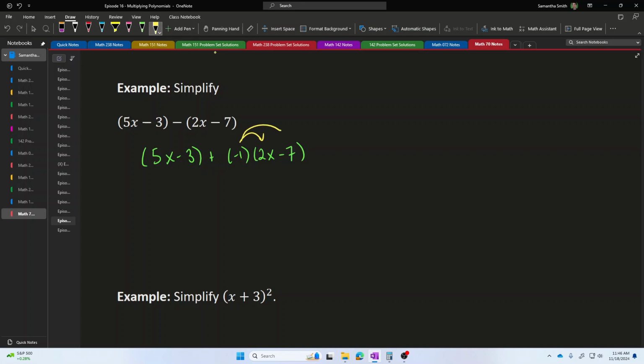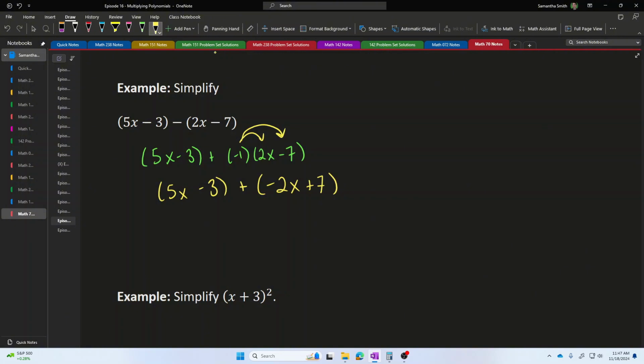So if I distribute that negative 1 through and do the multiplication first, then multiplying by negative 1, as we saw in part 2 of this episode, turns every expression into its opposite. So I would be doing negative 2x, and then positive 7, the opposite of negative 7.